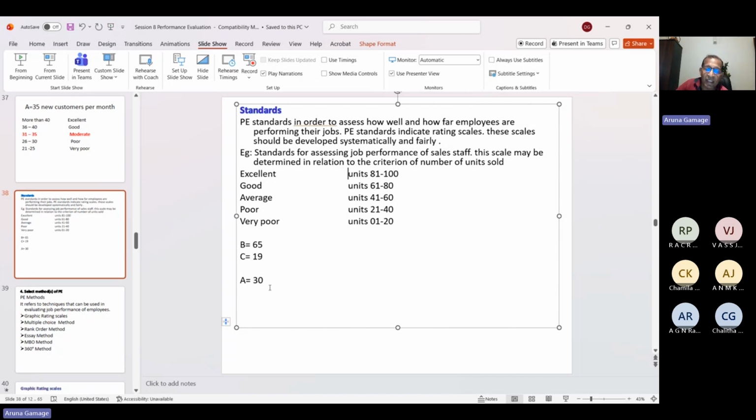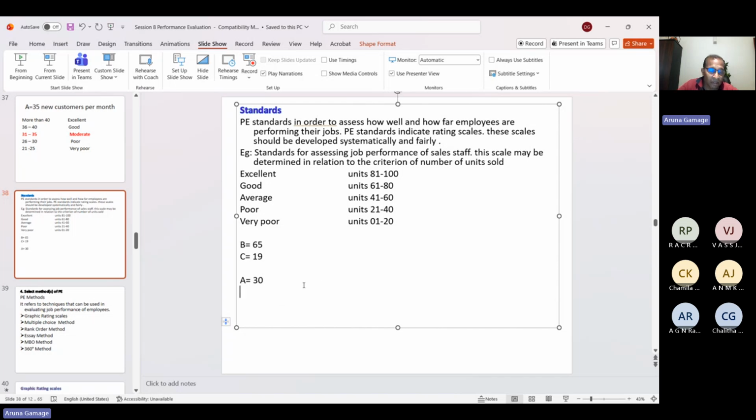Understand, this scale is for the number of units sold. So it is unfair to take the same scale to decide whether performance is good, bad or poor for the criterion of the number of new customers created. So we have to have another scale. By using the same scale, we will not be able to say.